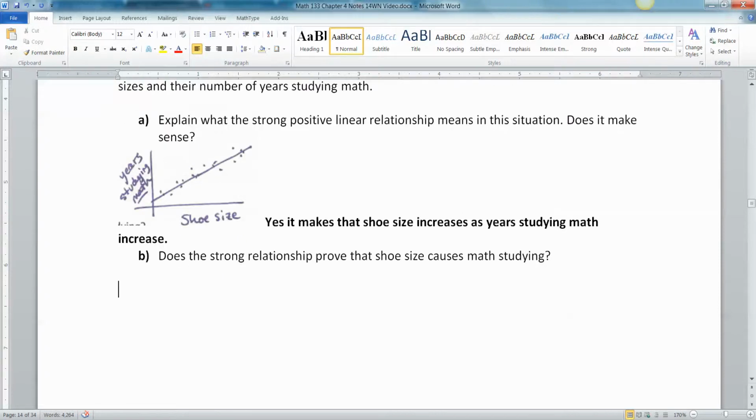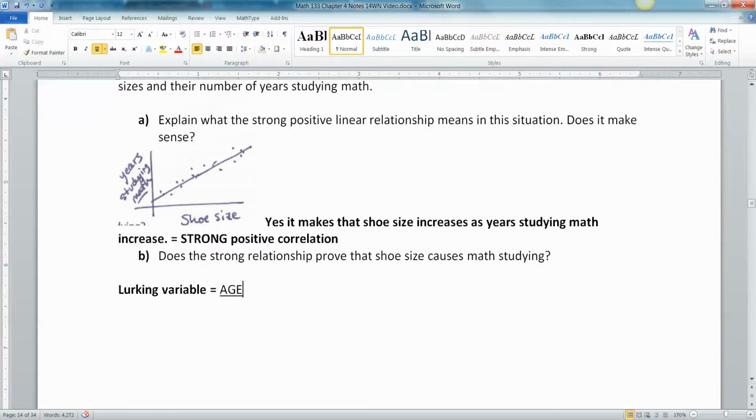There's a strong correlation. And it's positive, right? As the little graph I drew shows. But why is it happening? That's because of the lurking variable age. Naturally, kids with bigger feet have been studying math longer because they're older, right?